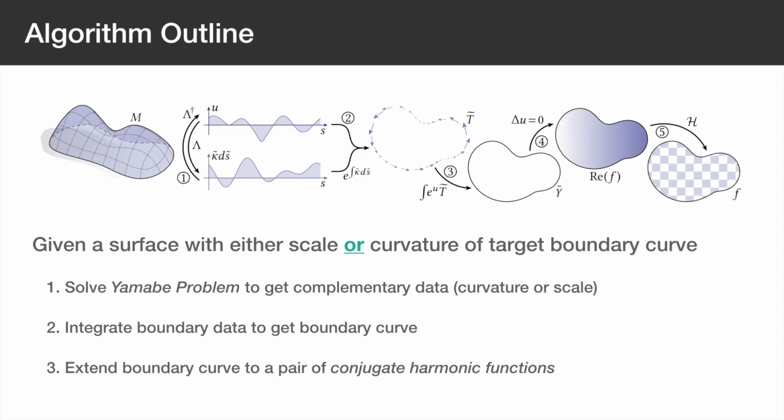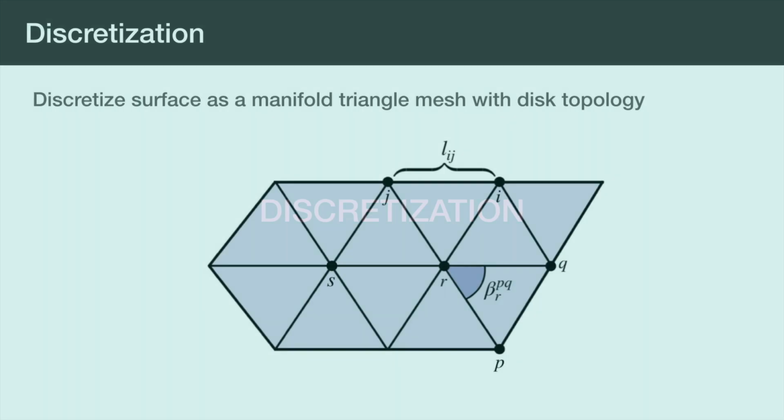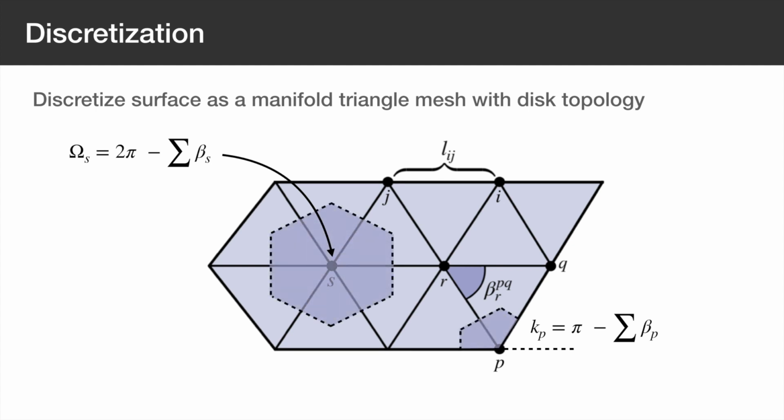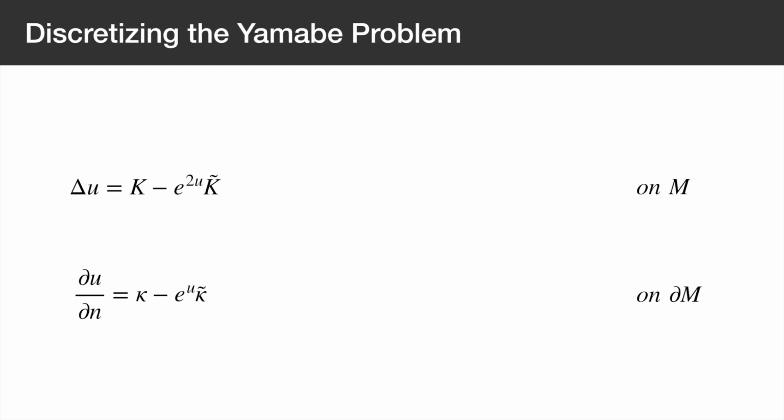Okay, with the smooth formulation of our algorithm now in place, let's discuss how to discretize it. We discretize our surface as a manifold triangle mesh with this topology and work with standard quantities in geometry processing such as edge lengths and angles. As is usually the case, we define angle defects at interior vertices and exterior angles at boundary vertices over their respective dual volumes. Let's again start with the Yamabe problem.